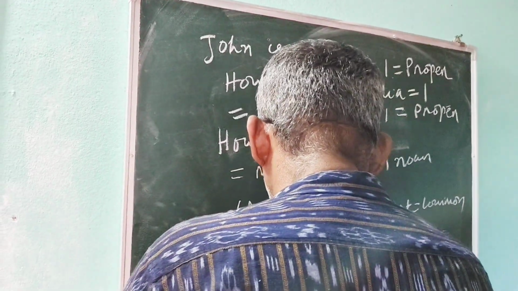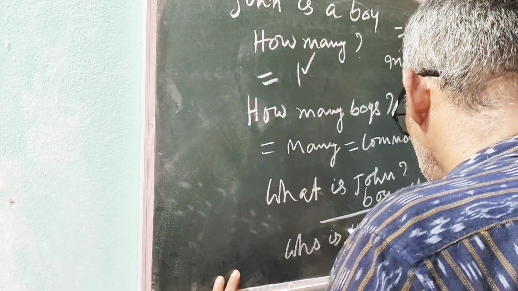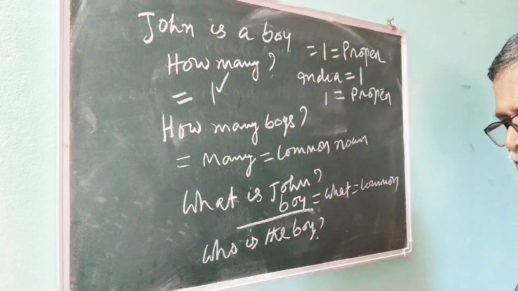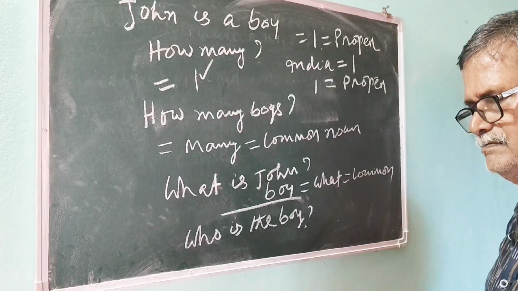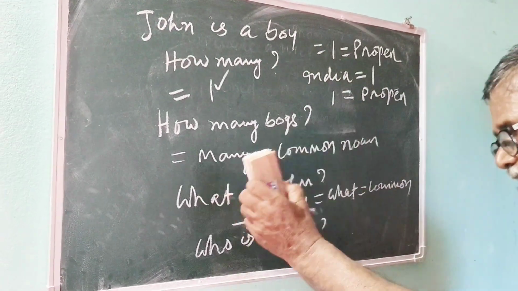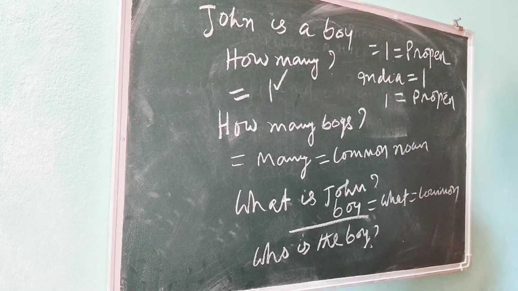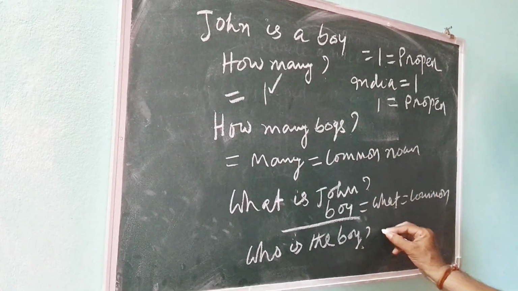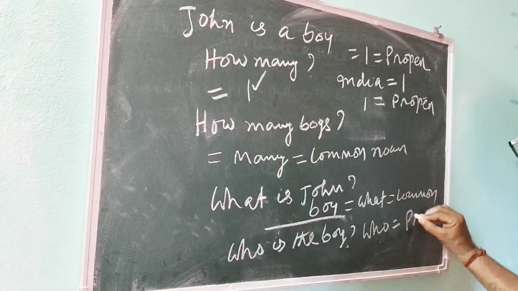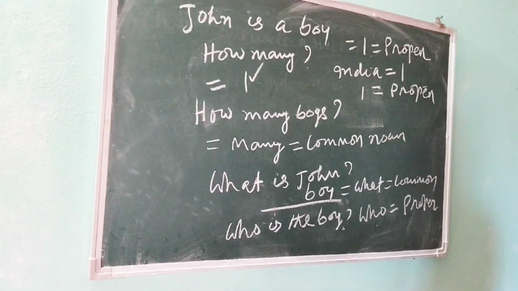Here, who is the boy? Who is the boy that made disturbance in the class? John. Who is the girl that was shouting? Rita. So, who is the boy? Who always answers your proper noun. Write it down.